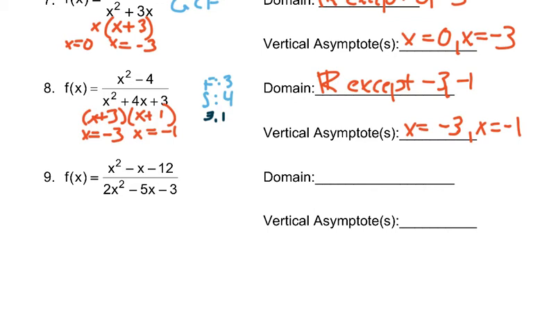On 9, to factor the denominator, we'd either have to use SAM or grouping. So because of the 2 in front, we have to multiply the 2 times the negative 3, so we're finding factors of negative 6 that have a sum of negative 5. So two numbers that multiply to negative 6 and add to a negative 5. That would be negative 6 and 1.